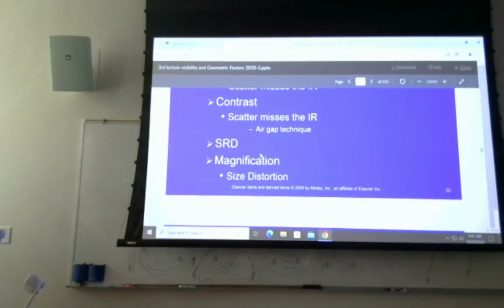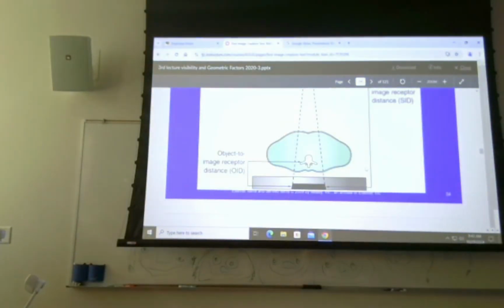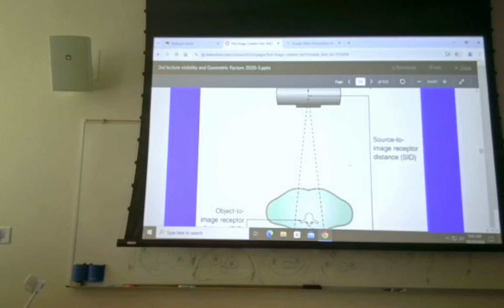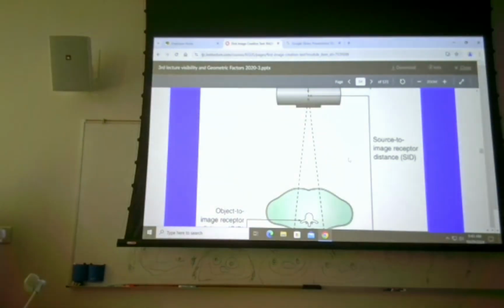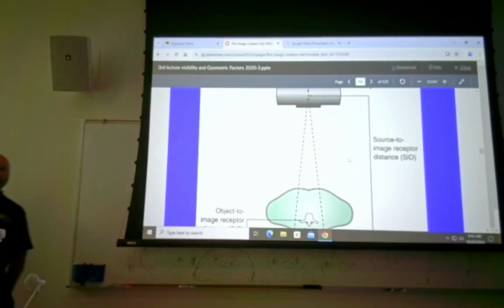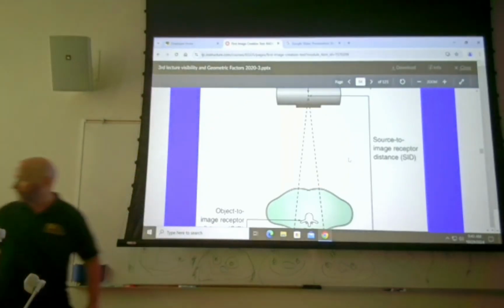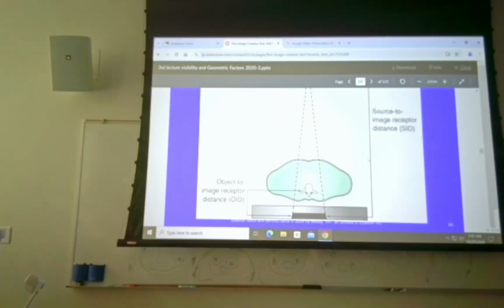So with the increase in OID, we get magnification and size distortion. So all of that. All right. Some things, though, we talk about sharpness of recorded detail in certain projections, and we also talk about better visualization of the projections, like an L spine. Right? Recenter that a little bit better. L spine.